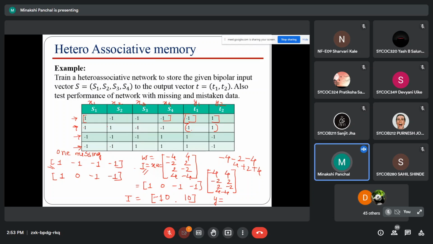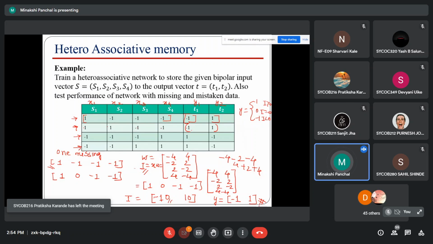वो भी कौन सा activation function लगा रहे हैं? I am not applying sigmoid, क्योंकि मुझे जो आउटपुट चाहिए that should be either 1 or -1 in this form, and that's why I am applying the same activation function: 1 if I greater than 0, 0 if I equals 0, and -1 if I less than 0. तो अभी अगर आप observe करो तो this -10, so I will get the output as -1. For this 10, I am getting the output as +1. So what is the output? -1 +1.